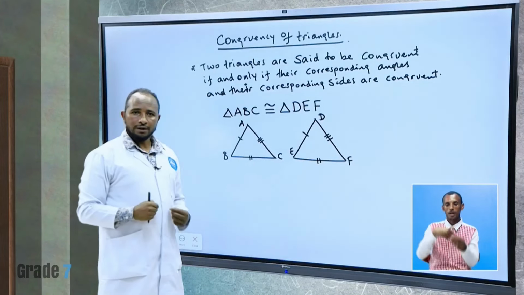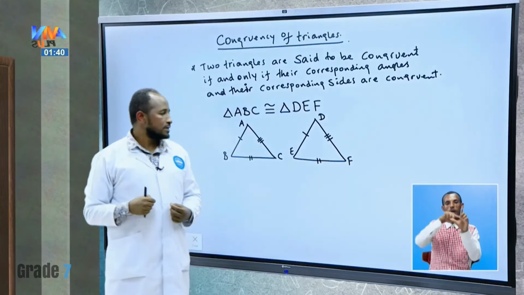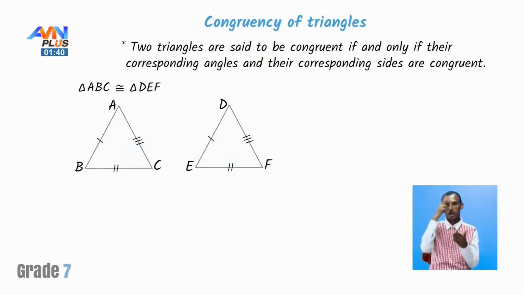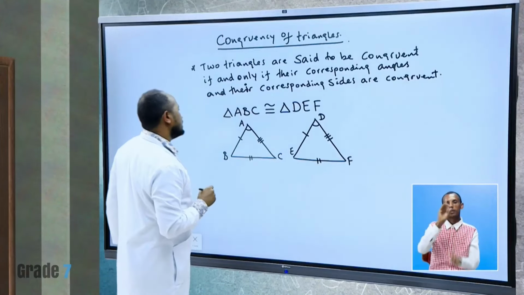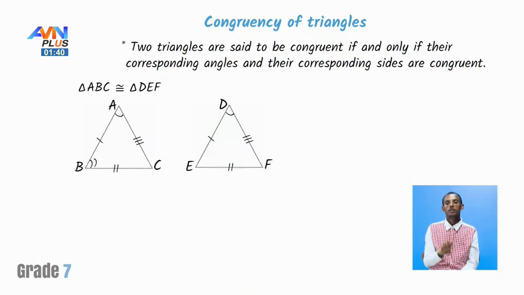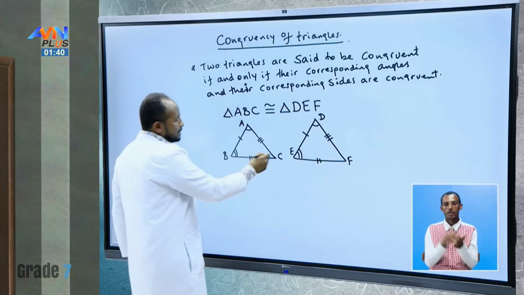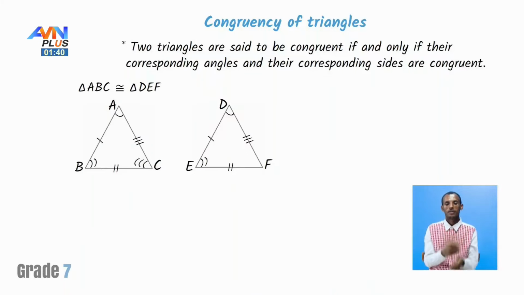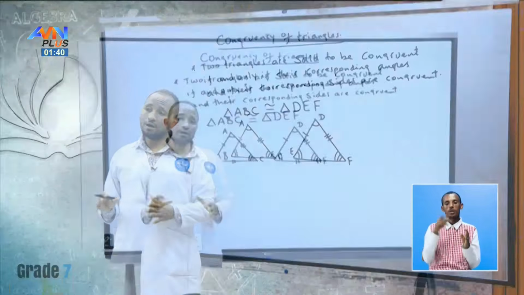In addition to that, not only sides, their corresponding angles must also be congruent. So in this case, angle A must fit angle D. Again, angle B must be equal with angle E. Again, angle C here must fit angle F. If these all are satisfied, then we say the two triangles are congruent.